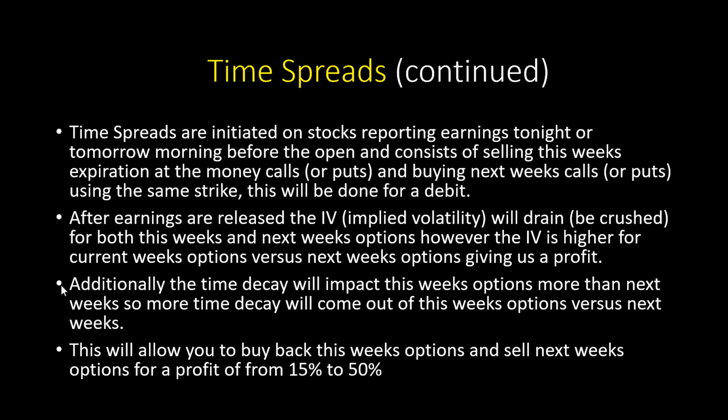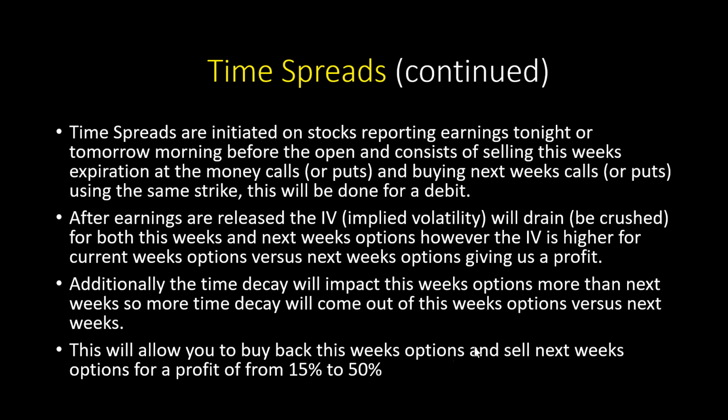We have one additional edge. Since we're selling this week's call and buying next week's call, the time decay on this week's call is going to be much more accelerated than the time decay on next week's call, because there's another week to next week. So now we've got the implied volatility coming out of this week's premium, and we've got the time decay coming out of this week's premium. And remember, we sold this week's call, so we can buy back that call for a lot less than what we collected when we sold it. And next week's call is going to come down some as well, but not anywhere near as much as this week's call is going to come down.